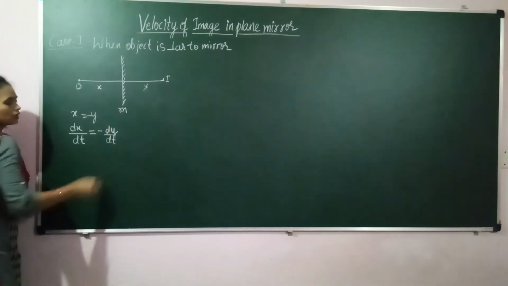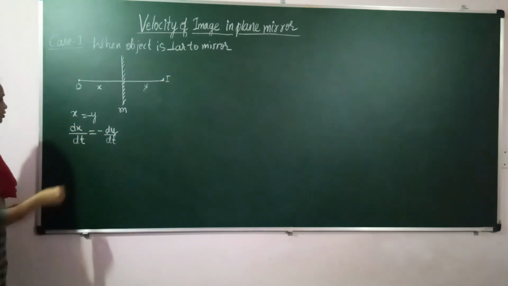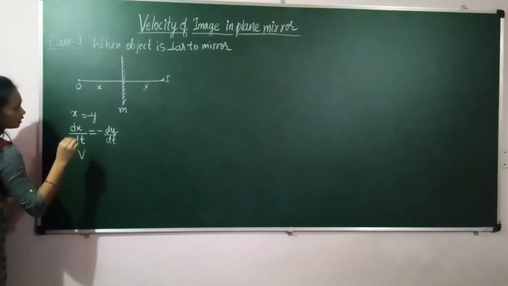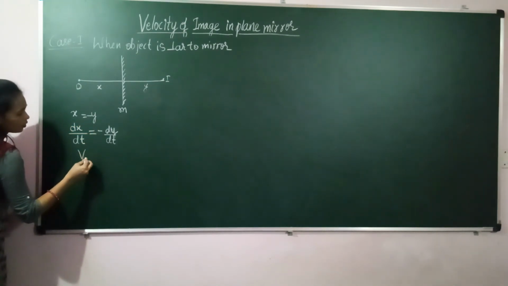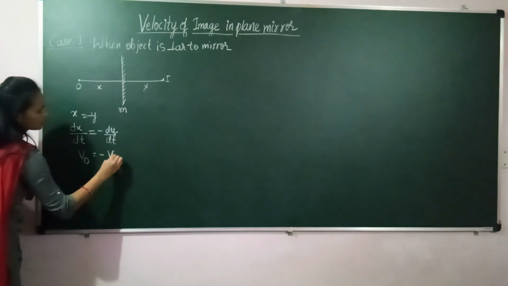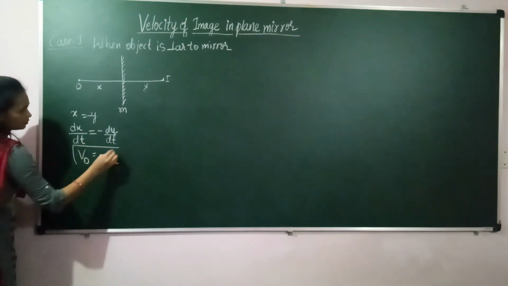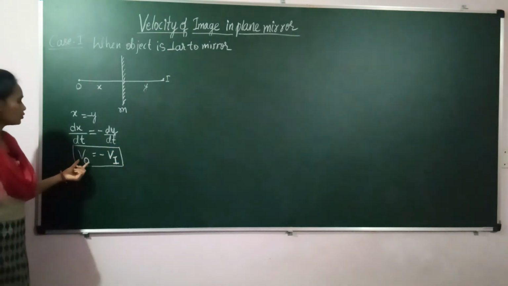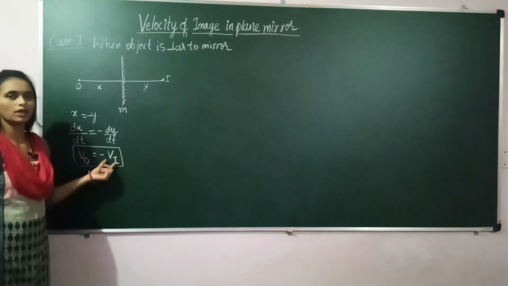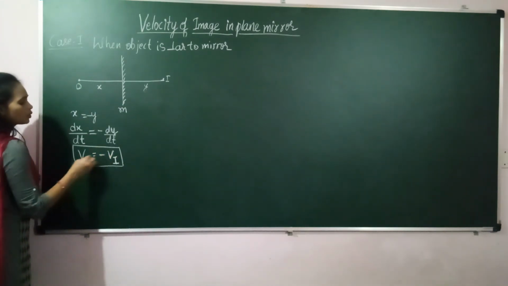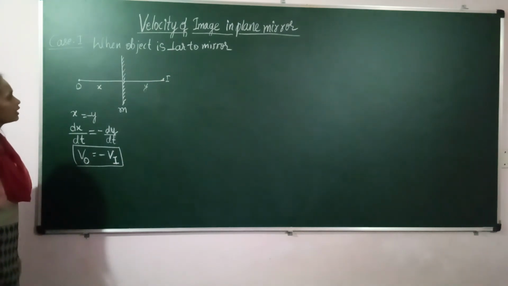This means the change in distance with respect to time. The change in distance with respect to time is nothing but the velocity of the object, and here this is the velocity of the image. This relation is called the velocity of object and the velocity of image in the case of the plane mirror, and this negative sign shows that both are always moving opposite in direction.